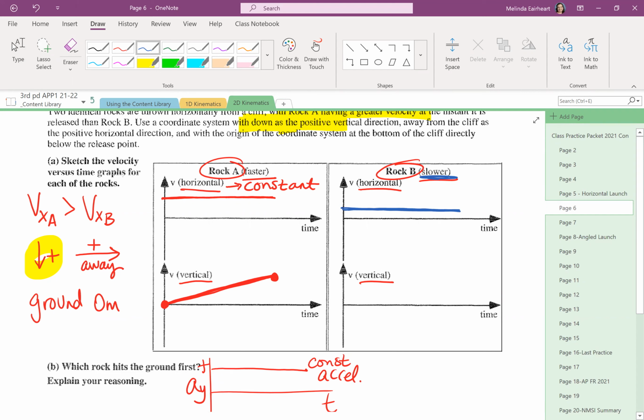What about the vertical velocity? It's exactly the same. If they're released from the same position and they have initial velocity 0 because they're launched horizontally and gravity affects them the same, right? Then these two graphs are going to be identical. So I'm going to do my best. I want to have the same slope, okay?